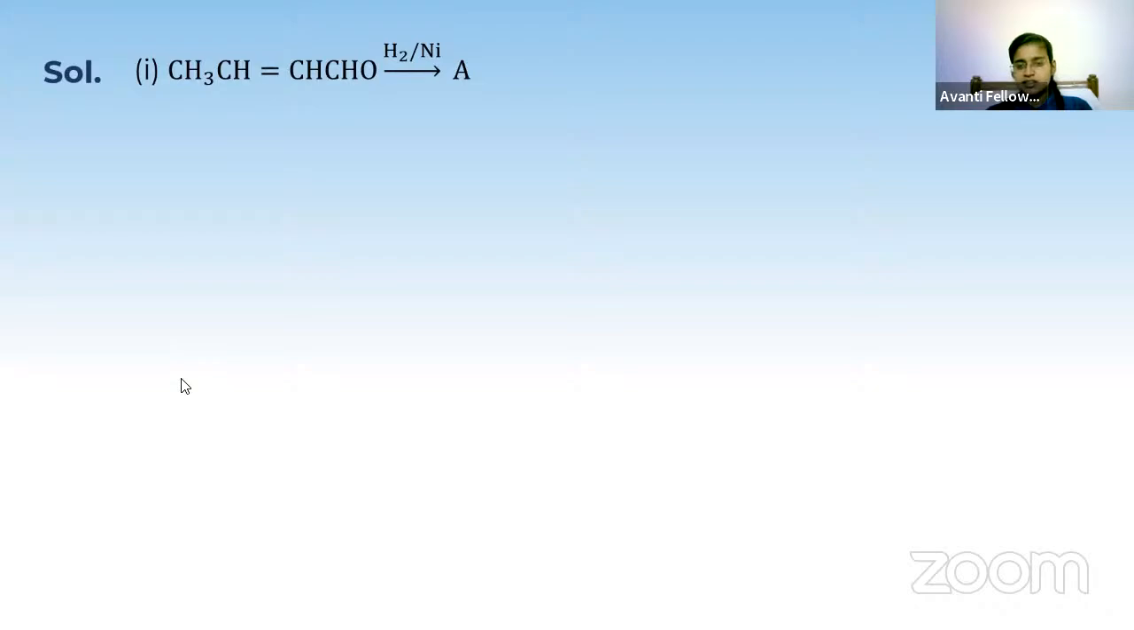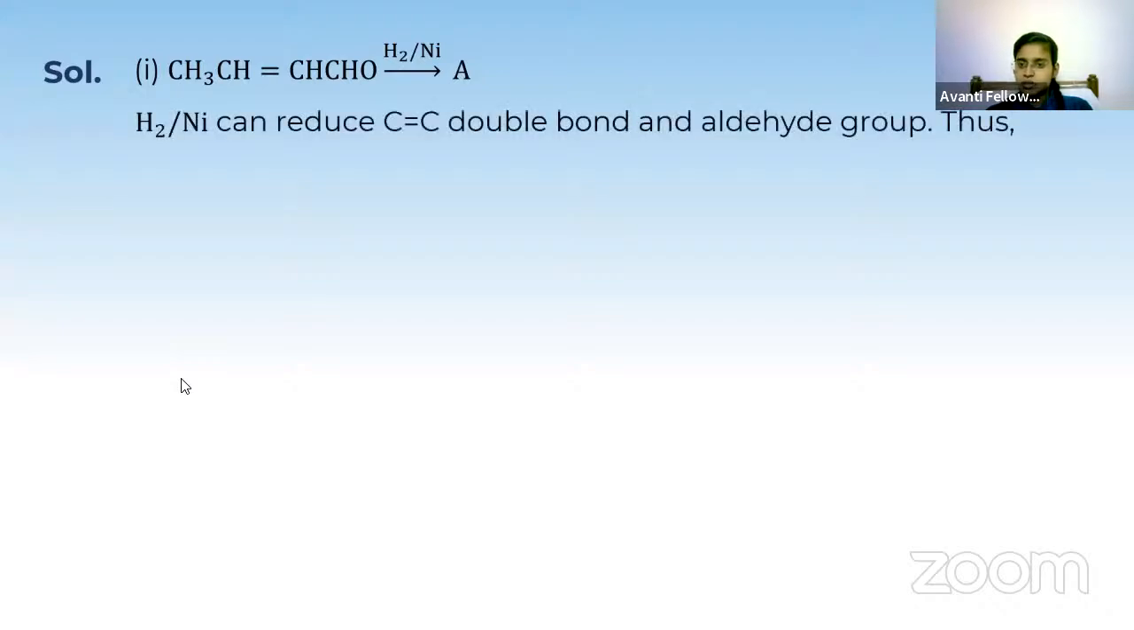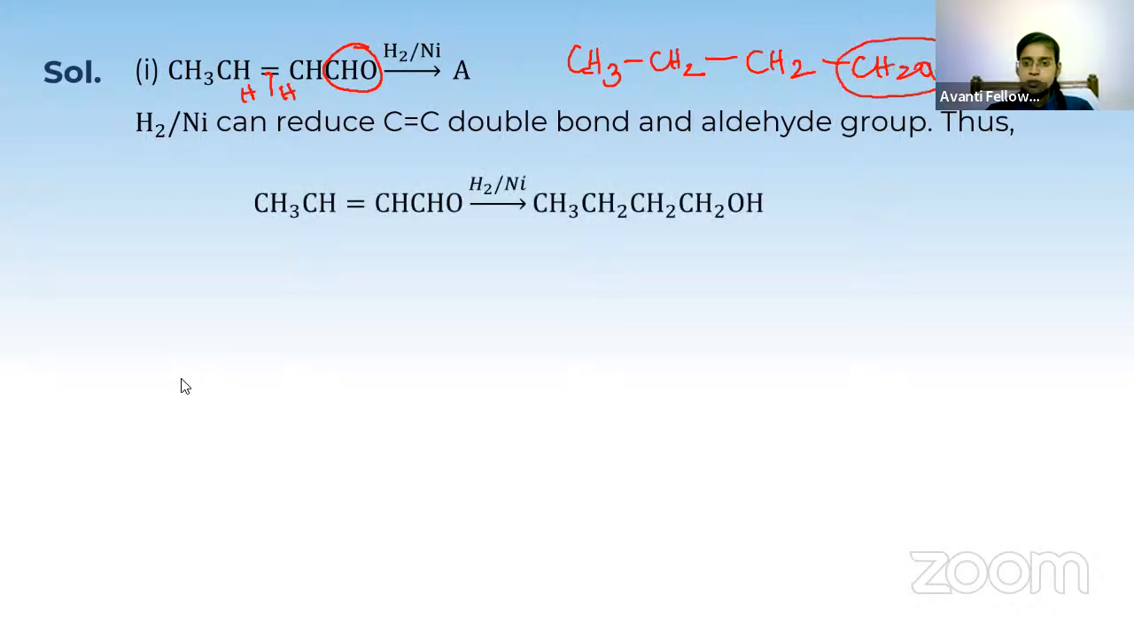Hey, what happened? What is the answer? Hydrogen in presence of nickel can reduce both the carbon-carbon double bond and the aldehyde group, right? So what will happen if both are getting reduced? If I reduce this double bond, I have to break this and add hydrogen. If CHO is getting reduced, it will form CH2OH. So I will have CH3, CH2, CH2, and CHO will get converted to CH2OH, primary alcohol, right? So this is the product.